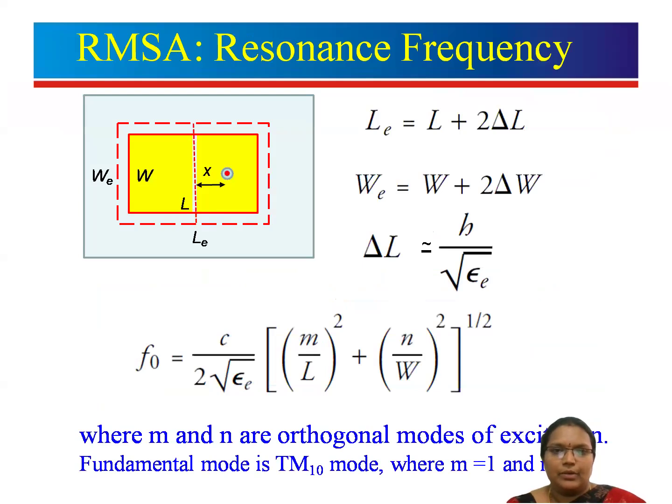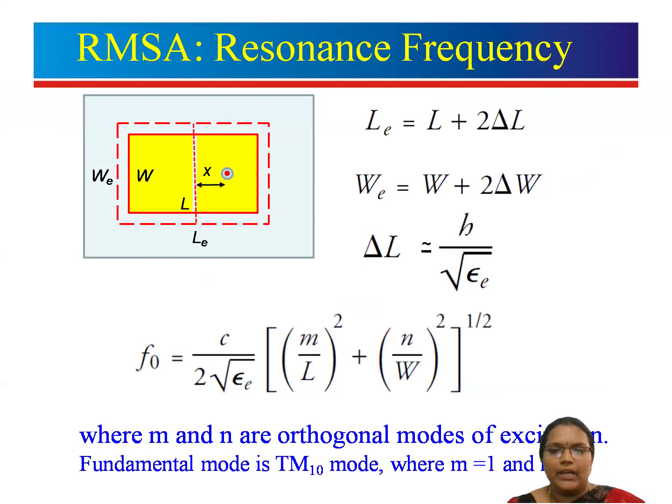Coming to the design of microstrip antenna, first we need to know the resonance frequency at which we want to design a microstrip antenna. So here we have to find the length and width of the patch antenna and where the feed must be located. LE is equal to L plus 2 into delta L. Delta L is the length that is increased due to the fringing effect. WE is equal to W plus 2 into delta W. That is also due to the fringing effect of the rectangular microstrip antenna.